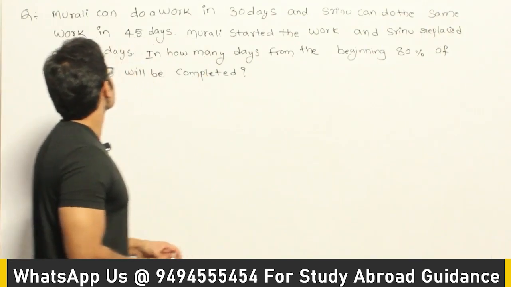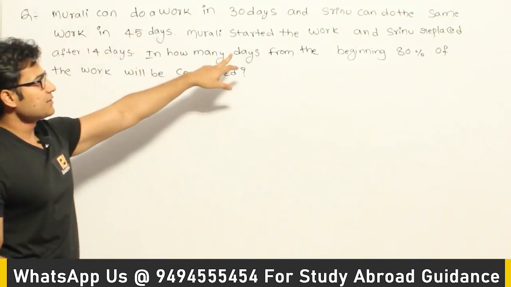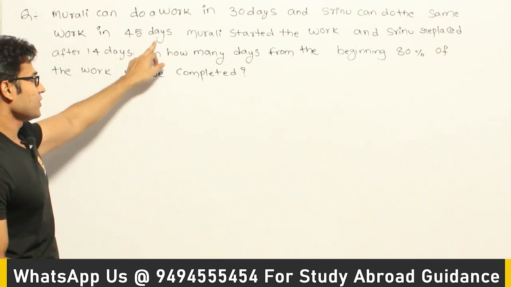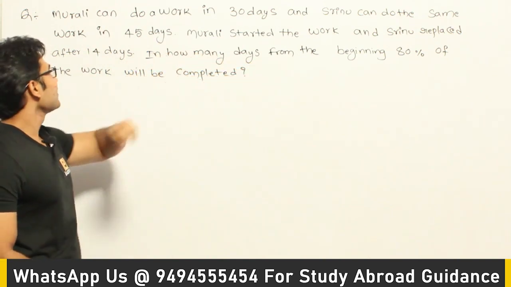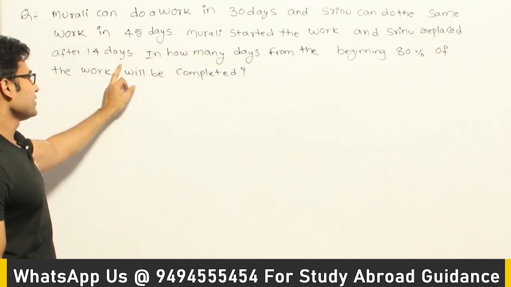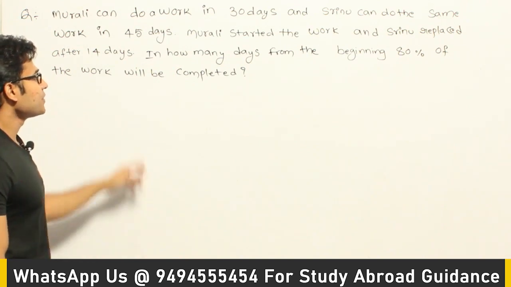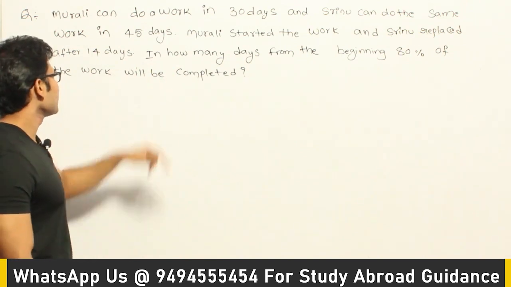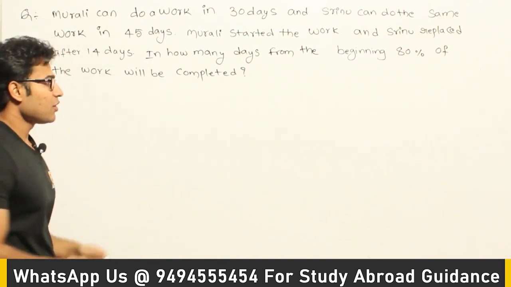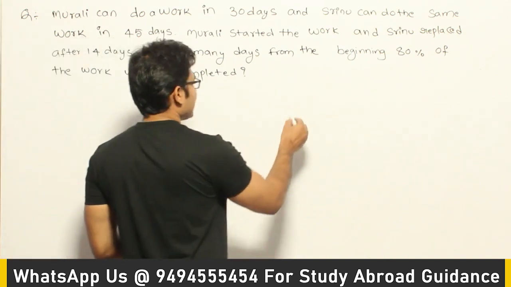Now let's see this question. Murli can do a work in 30 days and Srinu can do the same work in 45 days. Murli started the work and Srinu replaced him after 14 days. Then in how many days from the beginning will 80% of the work be completed? So they are saying this.